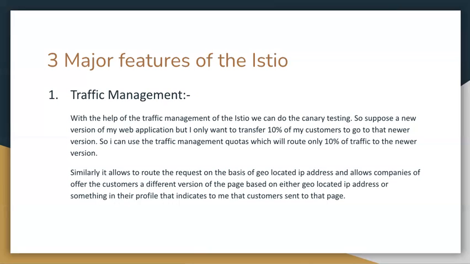In this series, we are going to focus on three major features which Istio has to provide. First, traffic management, because with the help of traffic management in Istio, you can do canary testing. Now, canary testing is very important because it helps you evaluate newer versions of the application. Suppose you have a newer version of the application and you don't want to divert all the traffic, because if you divert all the traffic and there is some issue, then your end customers can get affected, right? So if you don't want to do that, you can transfer the traffic incrementally.